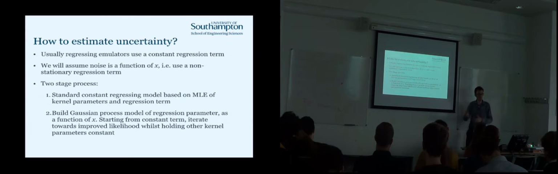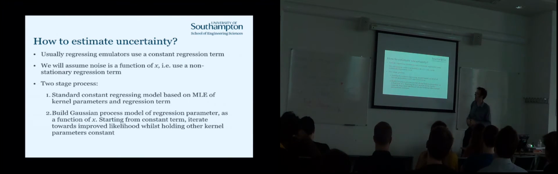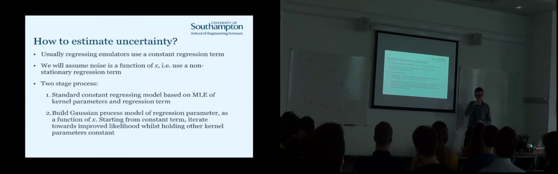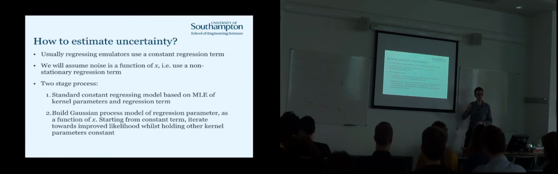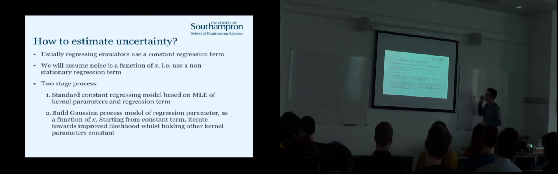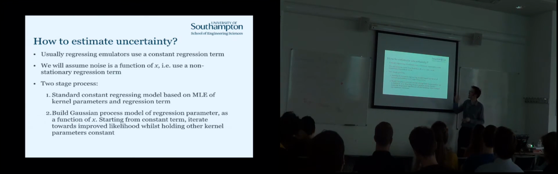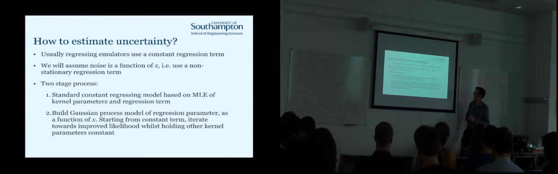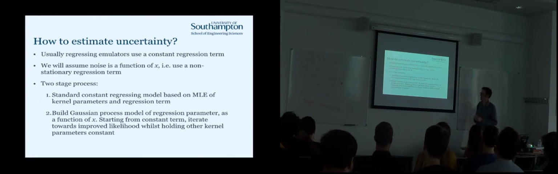But we want to have this more stratified sampling. So we assume that noise is a function of x, and what we're going to do is find a whole load of values for our regression term to fit in along the diagonal of our correlation matrix. So every sample point has a different regression term associated with it. So we're going to have a two-stage process. We're going to fit a standard regressing model that has a constant regression term in it, and then we're actually going to build a Gaussian process model of the regression parameter as a function of x.